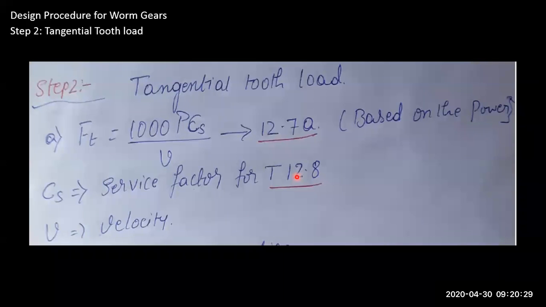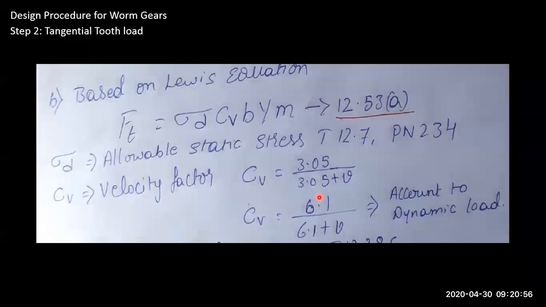So step two, similar to all the previous gears, is the tangential tooth load. We are taking only the tangential load into account, using the generalized formula we used in all the previous sections, and the service factor, also from the same table 12.8. This is the Lewis equation for the worm wheel. So the worm wheel uses this equation.